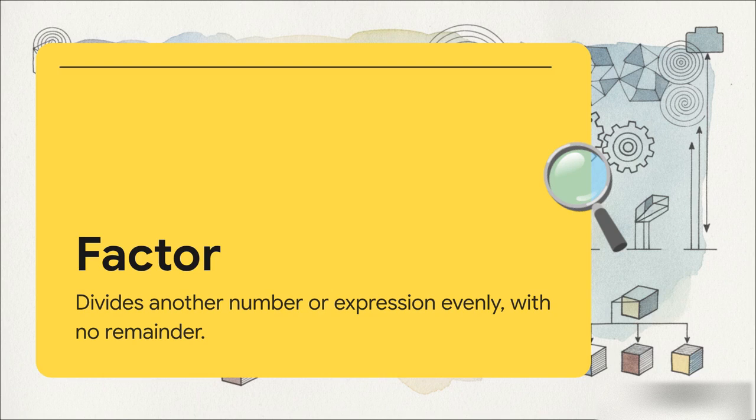So what exactly are we hunting for here? We're looking for factors. A factor is literally just a number or an algebraic expression that divides into another number evenly. And I mean evenly, with absolutely zero remainder left over. These are the irreducible building blocks of math. Once you break an expression down into its true factors, you've essentially cracked its DNA.